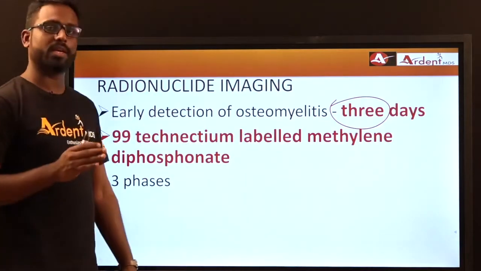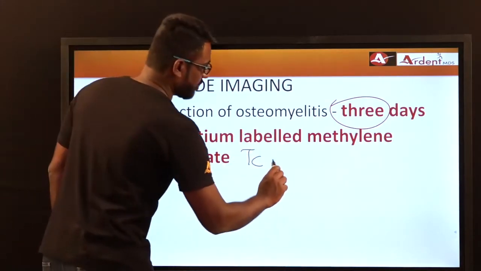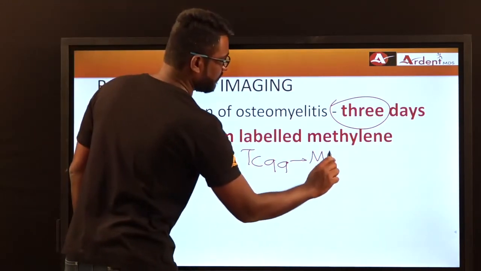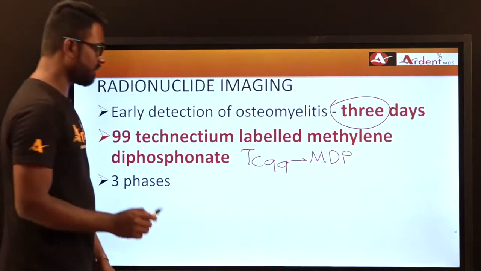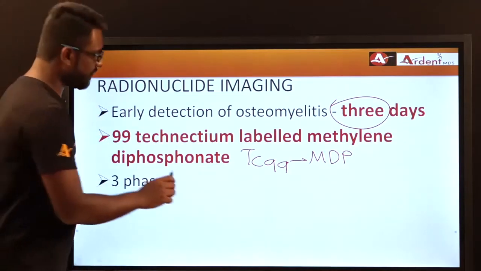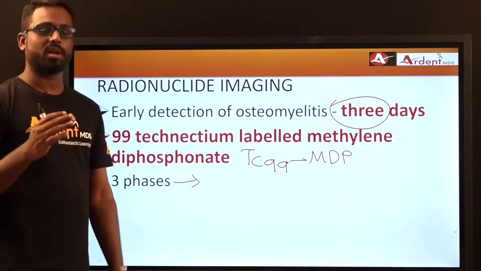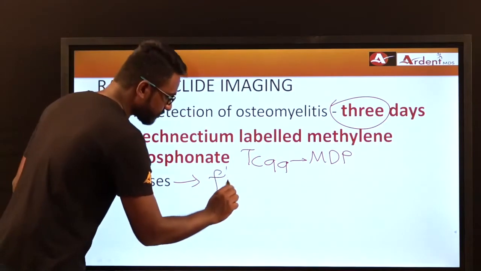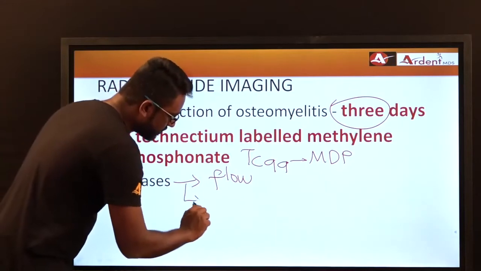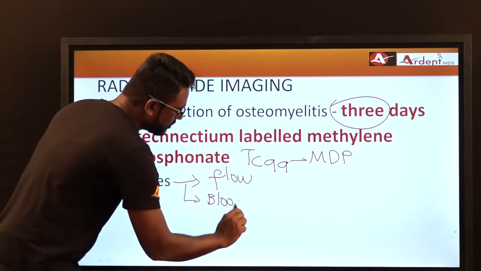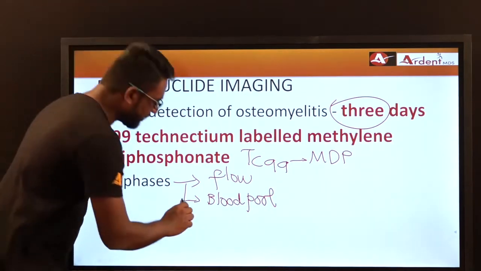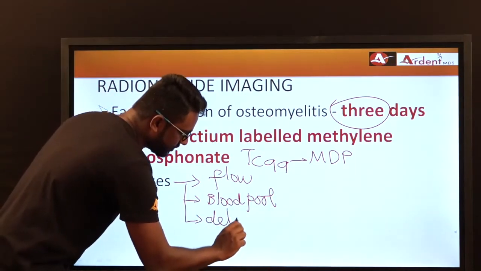So what do we do actually here? We use a material called technetium 99 modified with methylene diphosphate. This is the dye that we use, and we inject it IV and then we study it in 3 phases. So the 3 phases are important. One is the flow study. The flow study is the first phase. Another one is the blood pool phase. The blood pool phase is the second phase, and the third one is the delayed phase.